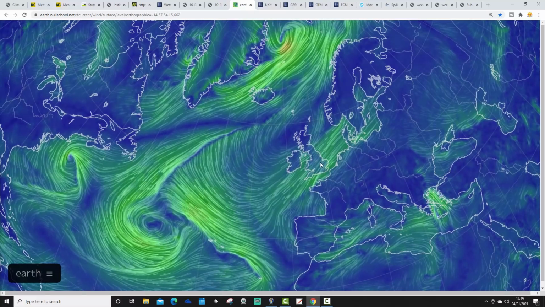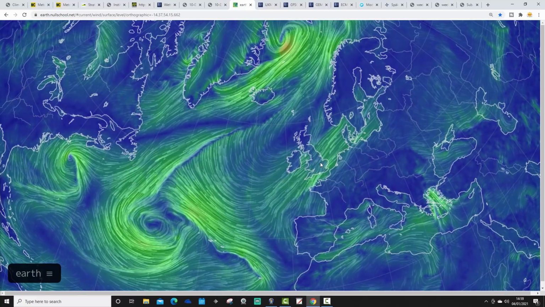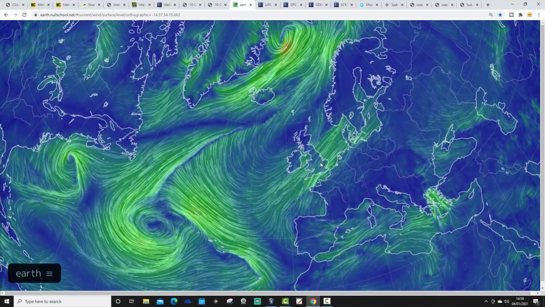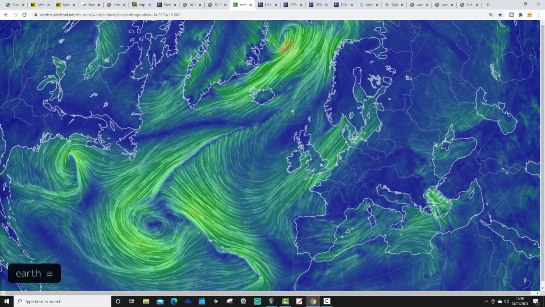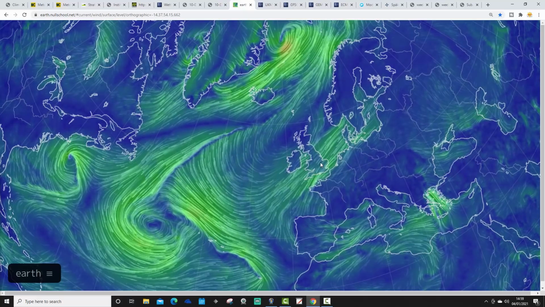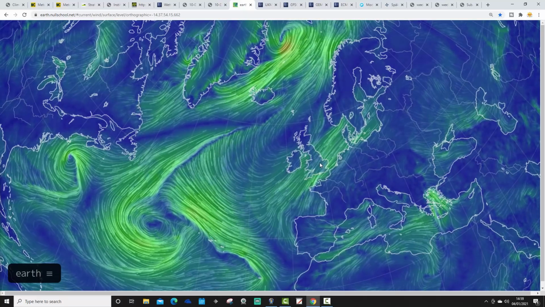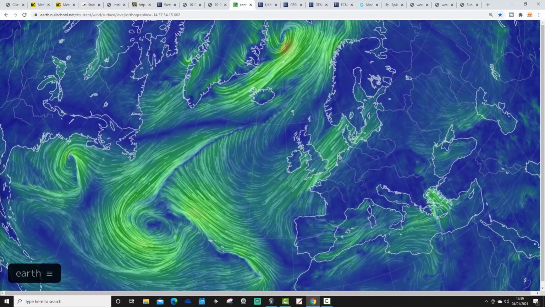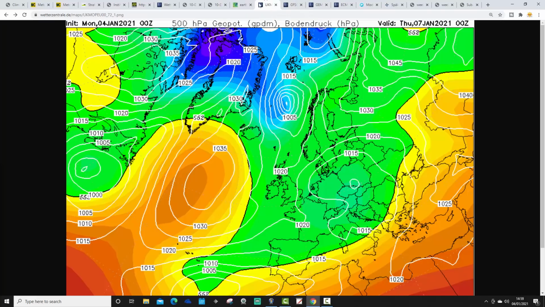It's not a beast from the east, though the air is not originating from Siberia, so it's not like a February 2018 easterly, but nevertheless it is a cold easterly wind that we've got with us at the moment.